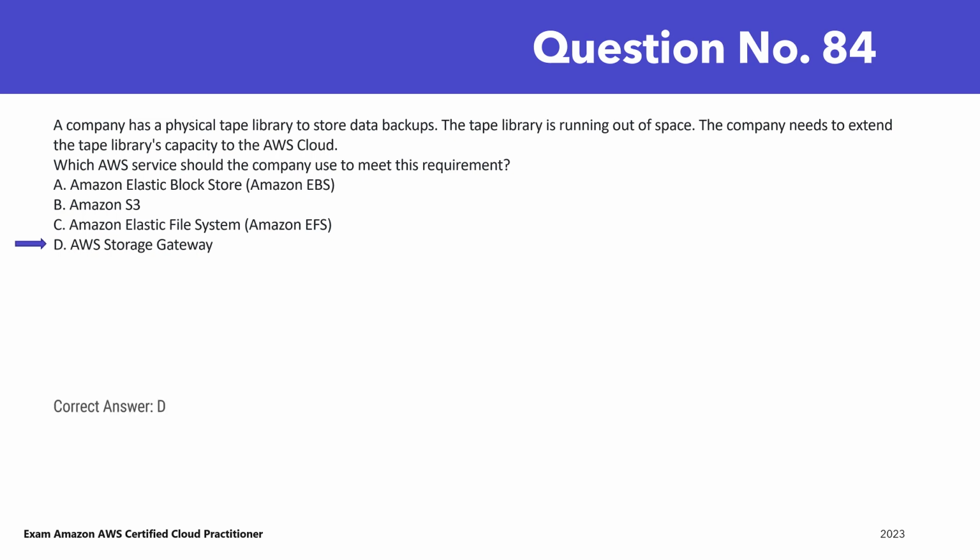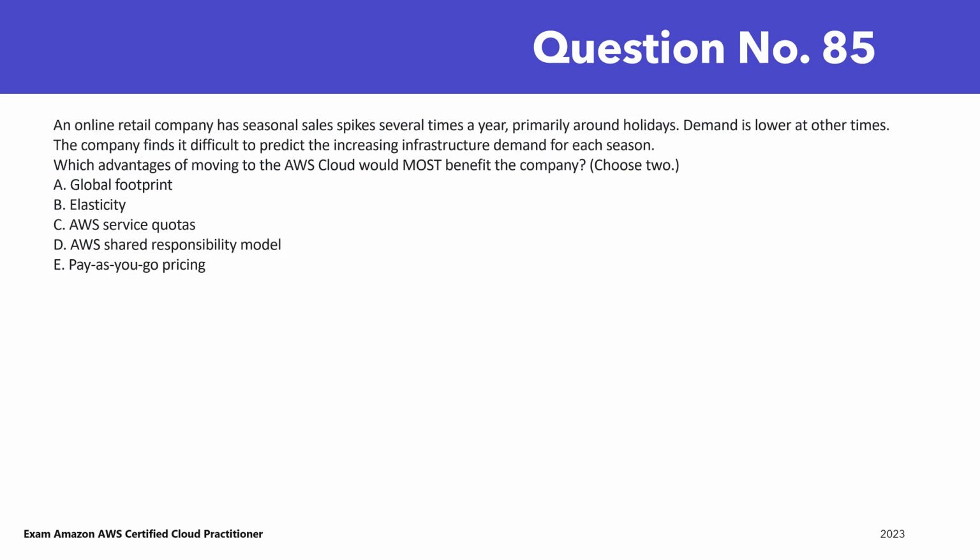An online retail company has seasonal sales spikes several times a year, primarily around holidays. Demand is lower at other times. The company finds it difficult to predict the increasing infrastructure demand for each season. Which advantages of moving to the AWS Cloud would most benefit the company? Choose 2. A. Global footprint. B. Elasticity. C. AWS service quotas. D. AWS shared responsibility model. E. Pay-as-you-go pricing. Correct answer, B, E.